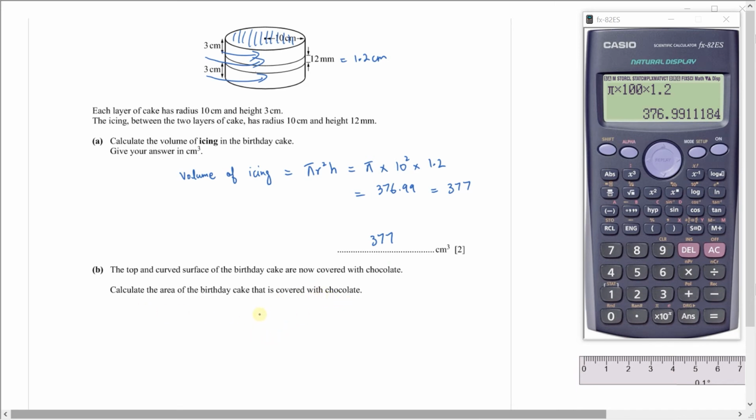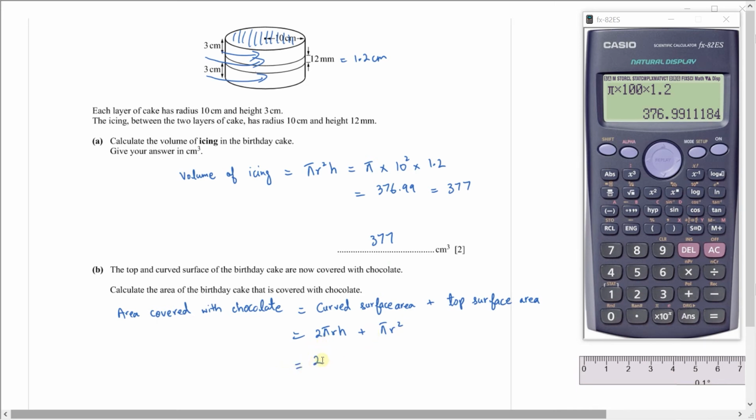So area covered with chocolate will equal curved surface area plus, you can call it, the top surface area. So we know that the curved surface area of a cylinder is 2 pi r h. The top of this cylinder is a circle, so the surface area of a circle is pi r square. So I'll substitute the values here.